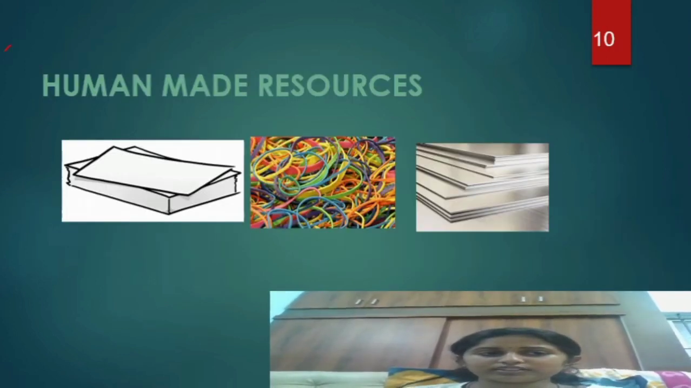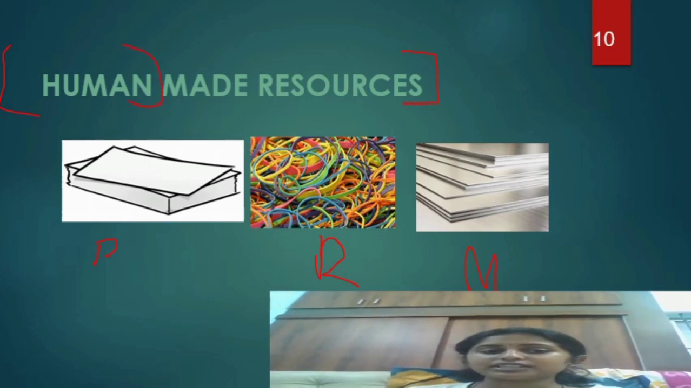Next is human made resources. So what actually are human made resources? You can see the pictures of paper, rubber or metal sheets. You may ask, ma'am, these are all natural resources. Yes my dear students, these are all natural resources. What we human beings do is use natural resources, according to our needs, and convert them into different products. That is called human made resources.